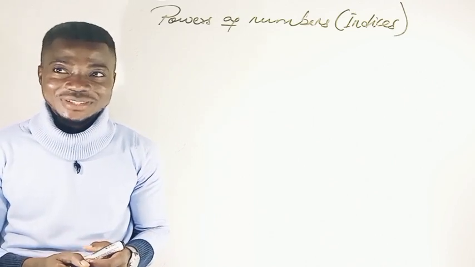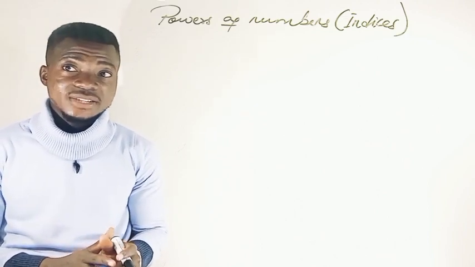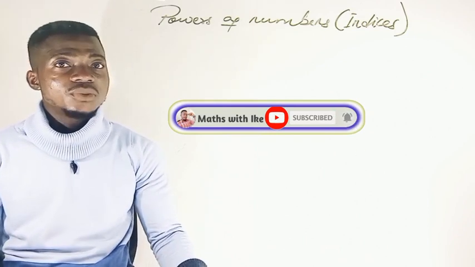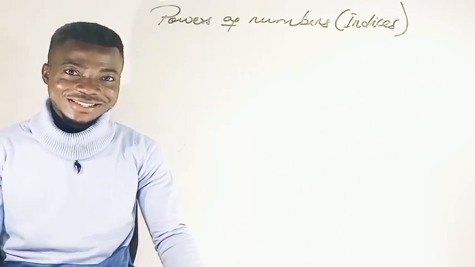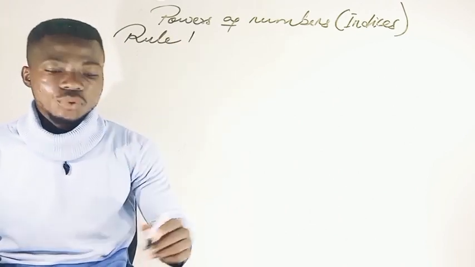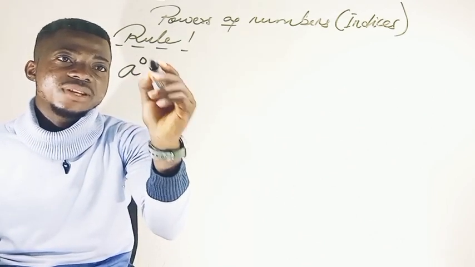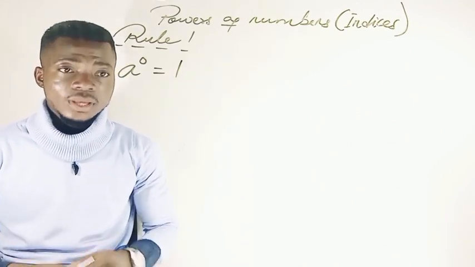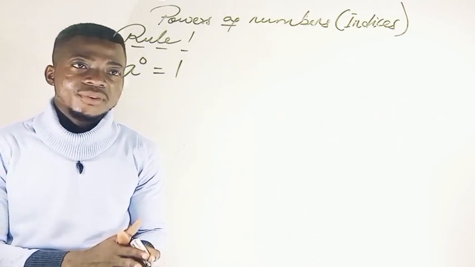Let's go over some rules. Yes, indices is actually governed by some rules. It's very necessary, very important. You gotta know it. Okay. So let's take a keen look at some of the rules that will help us to solve questions under indices. Okay, so rule number one. The rule is a not. So if you have a raised to the power 0, the answer is 1. That's the first rule. Okay, right. So a raised to the power 0 is 1.